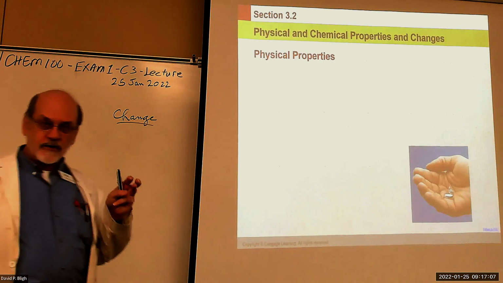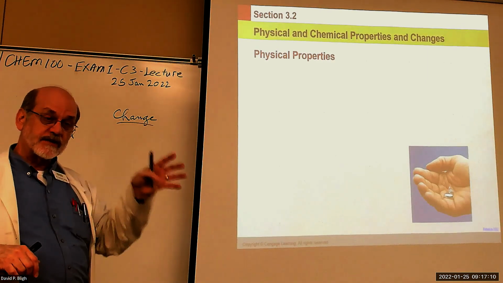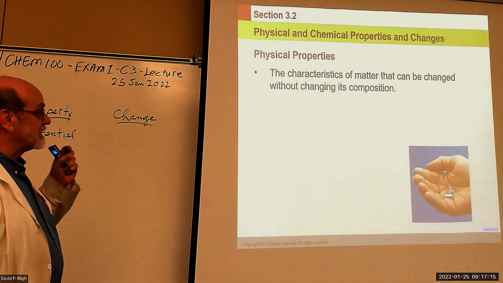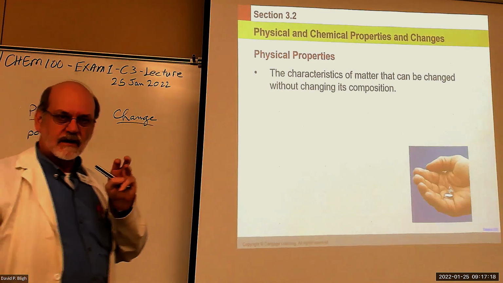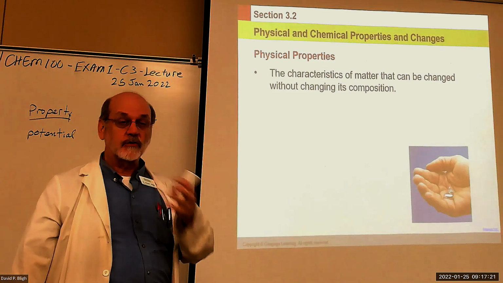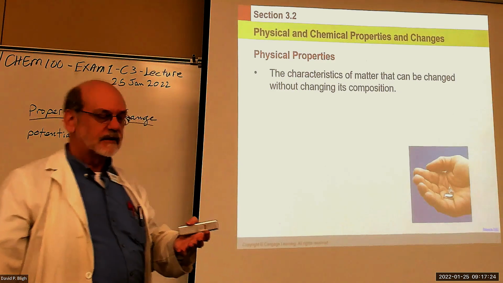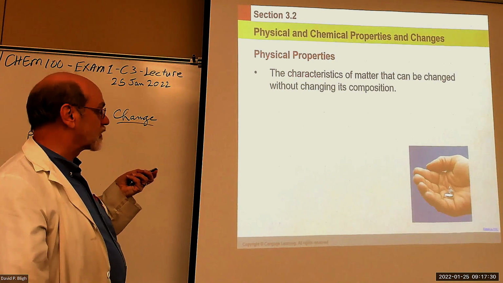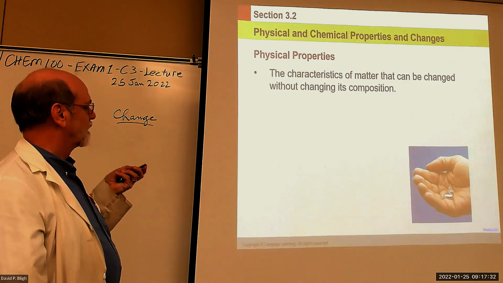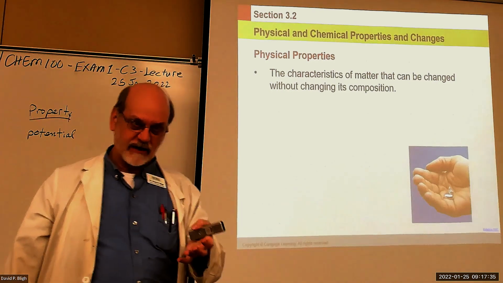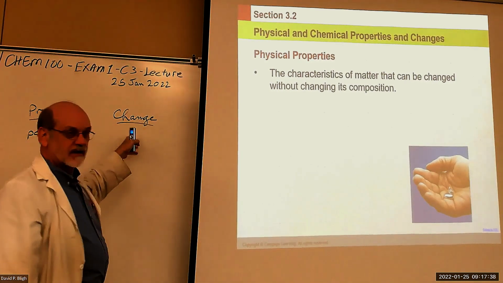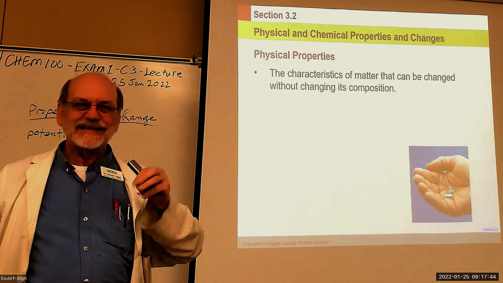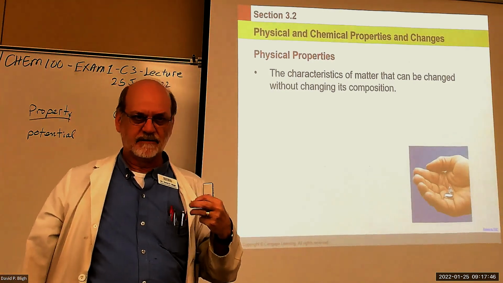Okay, so let's talk about properties first. We can also subdivide properties into physical properties and chemical properties. In a physical property, the identity of the matter does not enter into the calculation. In other words, a physical property gives you characteristics of that matter that can change, right? They can change. But when they do, the identity of the substance does not change.